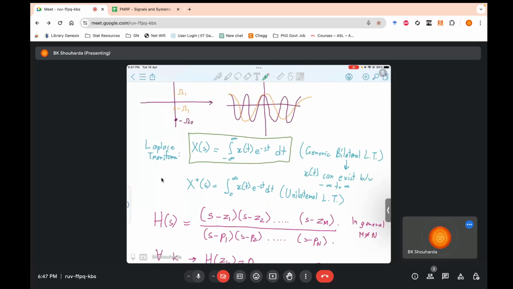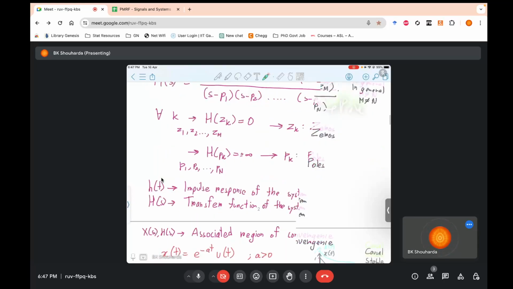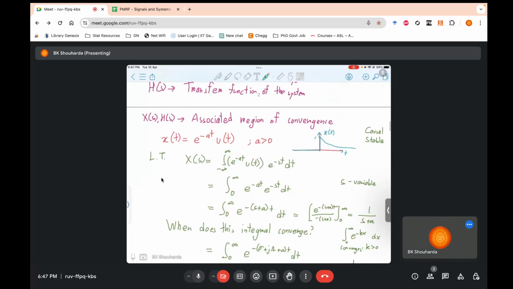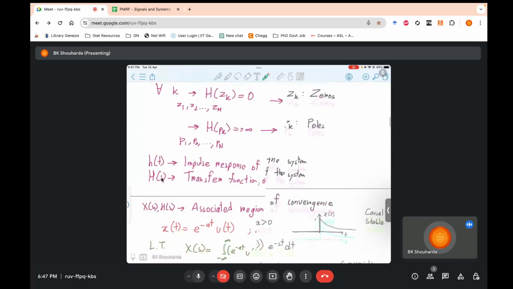Laplace transform, okay, this e to the power minus st is your basis function, and a general transfer function in a Laplace transform looks in this form. It is a ratio of polynomials of s. The roots of the numerator are called zeros and the roots of the denominator are called poles, okay.